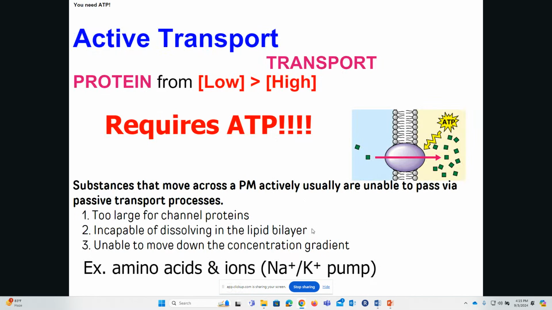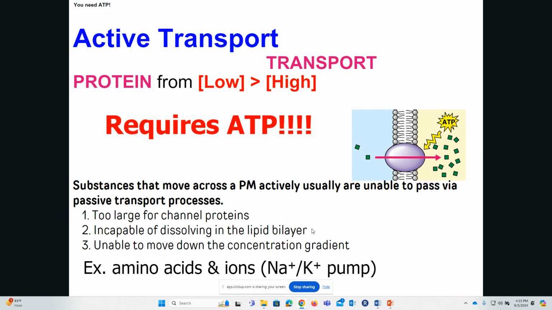We don't want to ignore, though, active transport. Active transport moves things from low to high concentrations, or against their gradient. This requires cellular energy. It requires ATP. This is to move really large amounts of things during a process like endo or exocytosis. So bringing stuff in vesicles or getting rid of it like a waste product. But anything that's too large for a channel protein, or can't just dissolve through the lipid bilayer, or can't move down its concentration gradient, might need to use active transport.